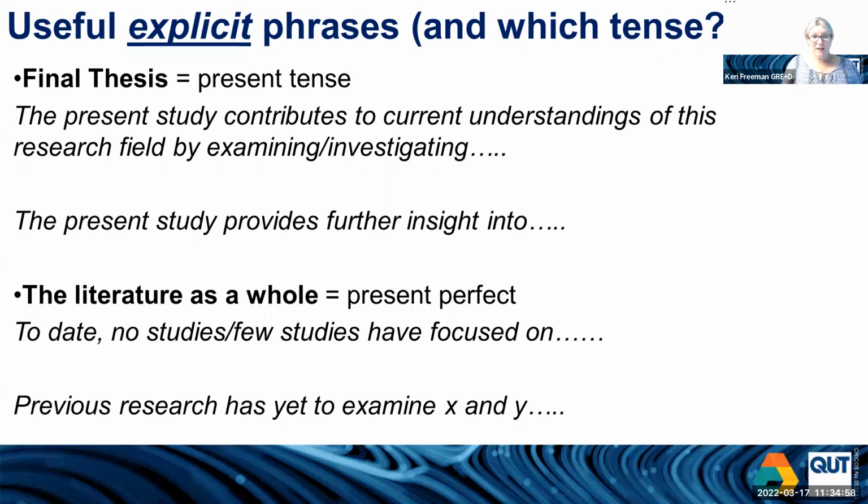Final thesis, you're in present tense. The present study contributes to current understandings of this research field by examining, investigating, blah, blah. Okay. Same thing, present perfect for the literature as a whole. You need those explicit sentences so the reader can say, okay, I see, it's clear. Do not make us guess. I've just put in the Manchester Phrase Bank. That's excellent. It'll help you with these kinds of explicit phrases for every chapter.